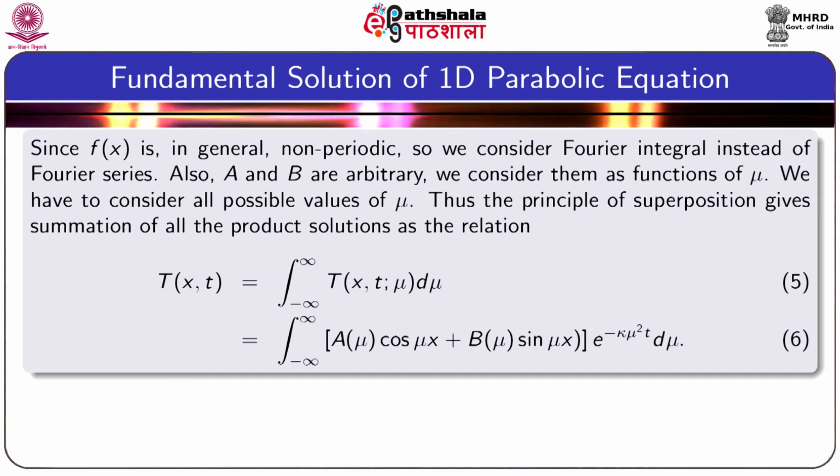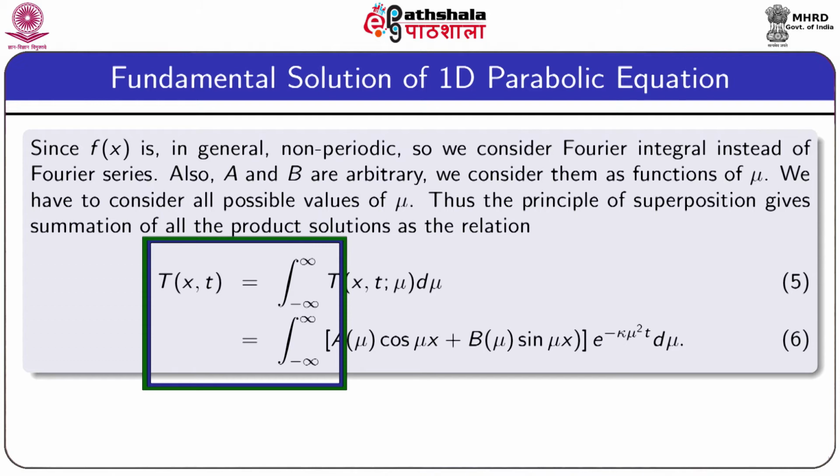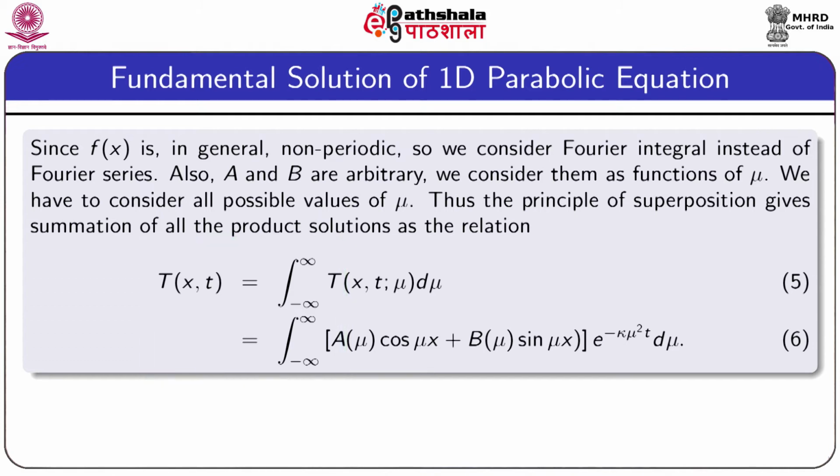Since f(x) is in general non-periodic, we consider the Fourier integral instead of the Fourier series. So, instead of summation, we are considering integration. Also, a and b are arbitrary. We consider them as functions of mu. Now, we have to consider all possible values of mu. Thus, the principle of superposition gives the summation of all product solutions: capital T equals the integration from 0 to infinity of T(x, t, mu) d mu.